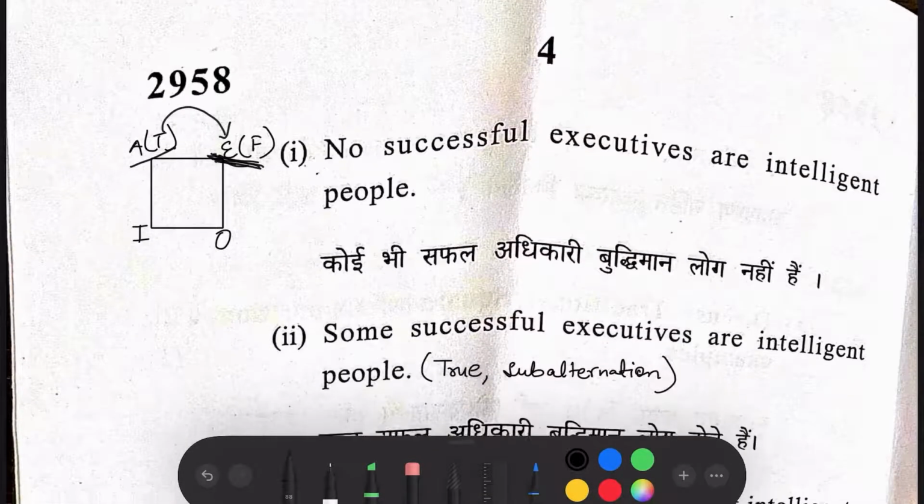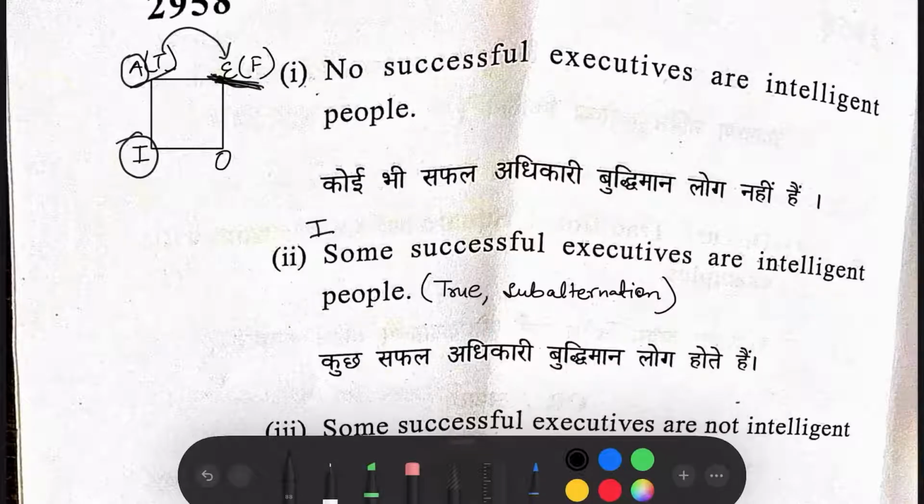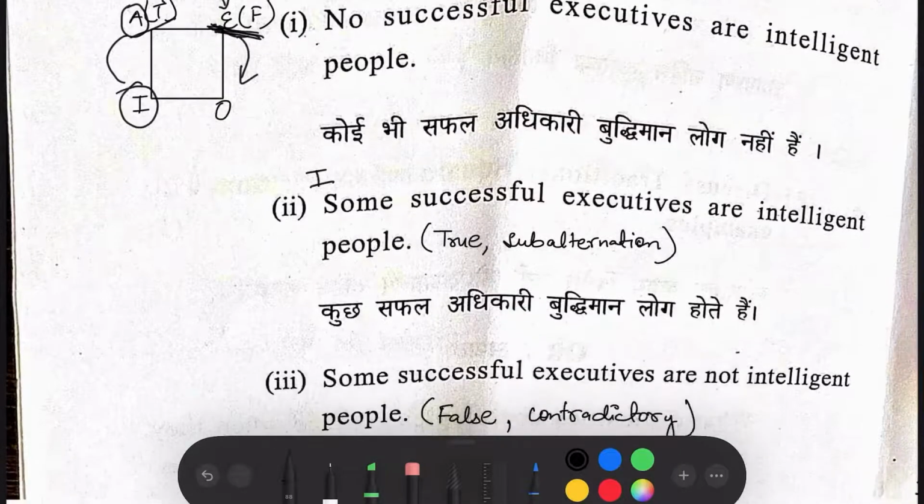Now moving to the next one, we have some successful executives are intelligent people. Again if you see here, this is an I proposition. If the A proposition is true, the I proposition will obviously be true. Again this is because of subalternation. Between A and I, and E and O, you have the relation of subalternation.